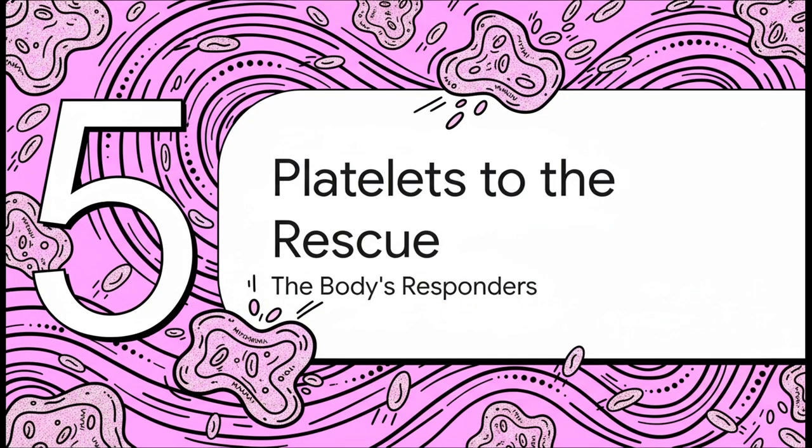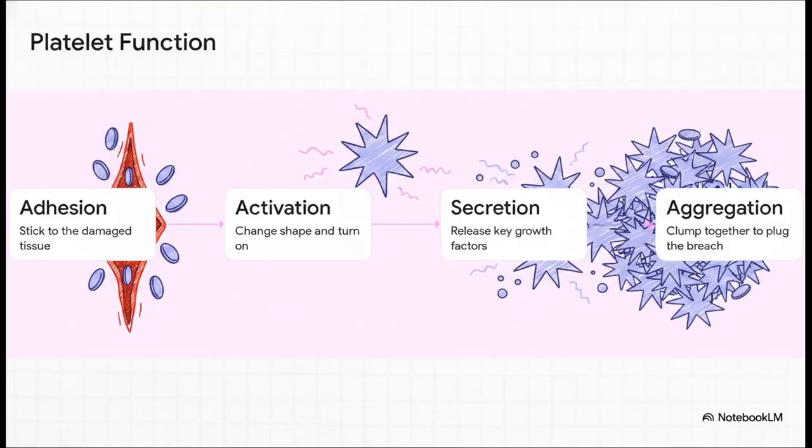Section 5. Platelets to the rescue. So who exactly is riding along that plasma superhighway? Platelets. These are tiny, enucleated cell fragments that act as your body's elite first responders. And despite lacking a nucleus, they are packed with mitochondria, microtubules, and these highly functional granules. They actually execute a super-organized 4-step tactical plan for hemostasis.